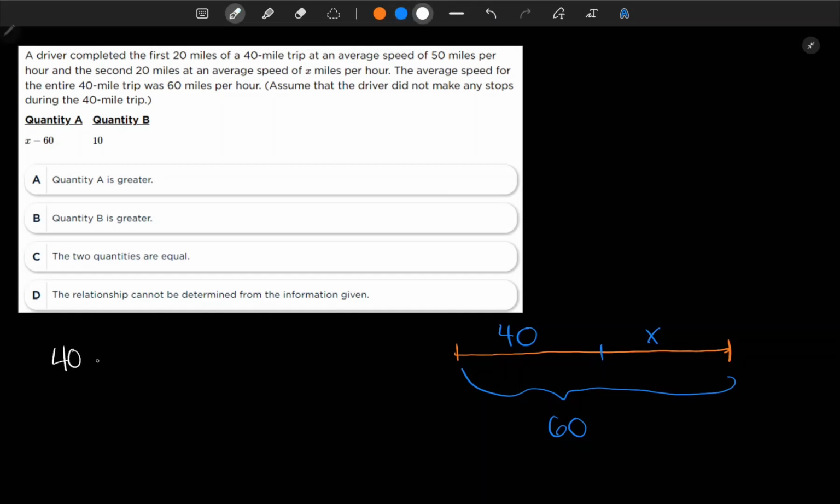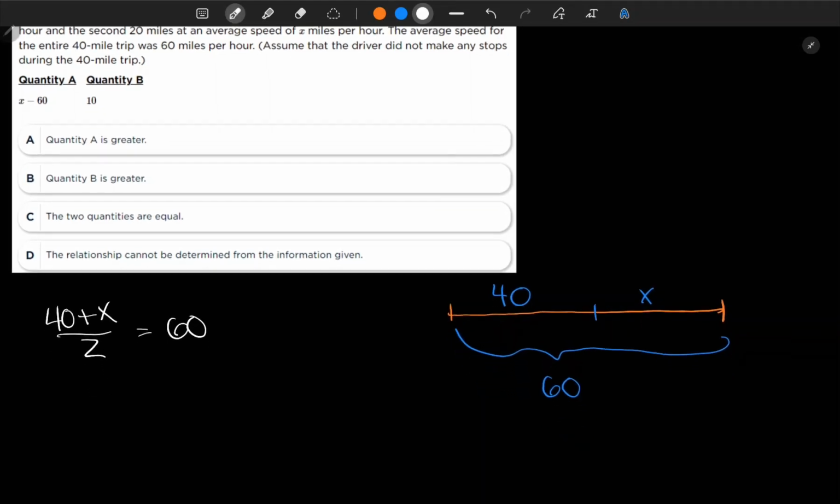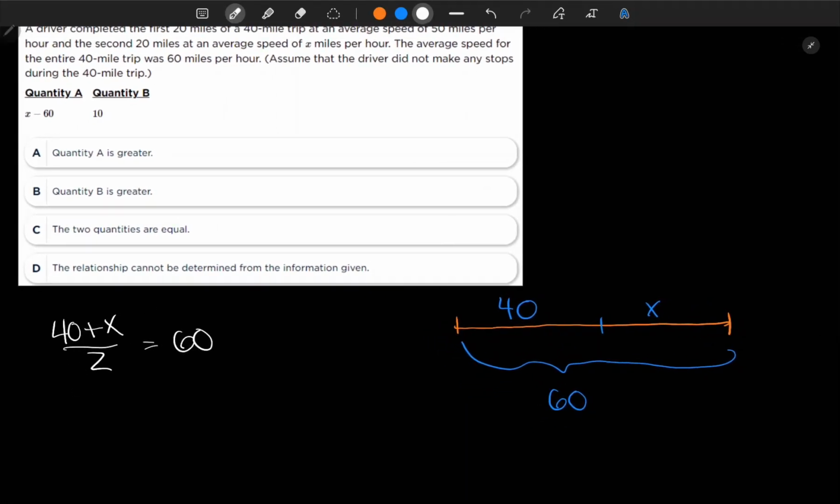We say that 40 plus X divided by 2 is the average of these two values, and that should be equal to 60, which is the average speed over the entire trip. So, solving for X, we multiply both sides by 2 to get 40 plus X is equal to 120, which is 60 times 2. Then, subtracting 40 from both sides, we find that X is equal to 80. So we found X.